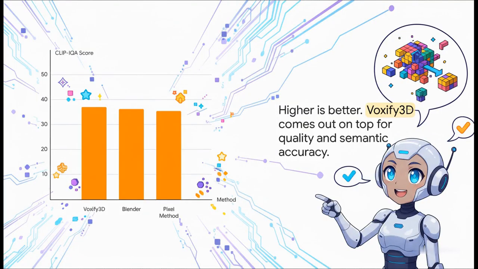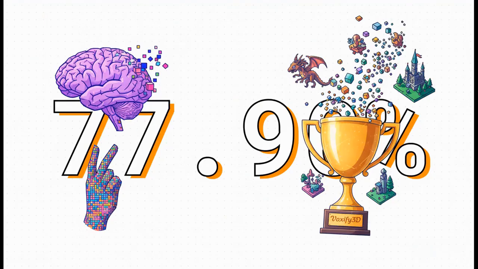The numbers definitely back it up. Using an AI to judge the quality and accuracy of the results, Voxify3D comes out on top. It scores a 37.12, beating out the super popular 3D software Blender and other previous methods. According to the AI judge, its outputs are just better. But honestly, this is the number that really matters. In a user study with actual people, nearly 78% of them preferred the results from Voxify3D, and they specifically called out its better detail and artistic appeal. So it's not just an AI preference, it's a human one, and by a huge margin.